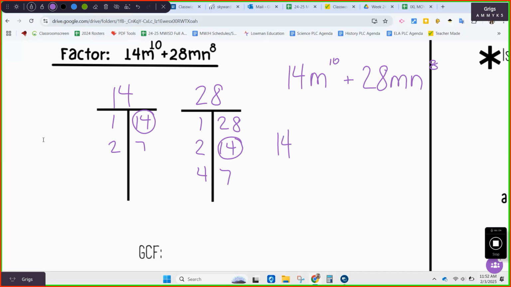Now I want to look at my variables, yes? Okay. What's m to the 10 going to look like? M times M times M times M times M times M times M times M times M times M. And we're all going to write out those m's because we're committed to having strong notes and we're committed to the learning process. Let's write 10.